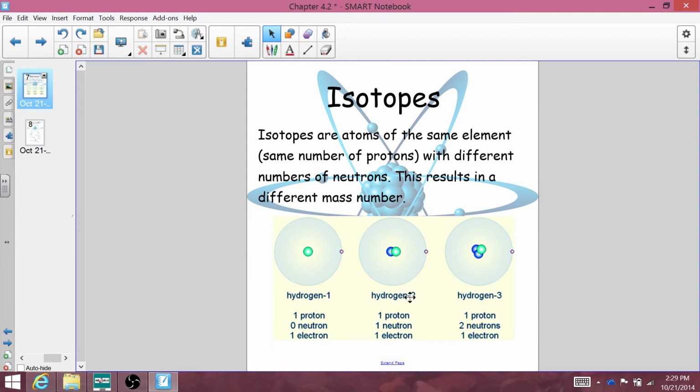Hydrogen 2 shows how many particles there are in the center. Hydrogen 2 has that one proton, which makes it hydrogen, but we've added a neutron, and this makes it much heavier. Hydrogen 3 still has 1 proton, but we've added 2 neutrons, making it even heavier. And because we are adding neutrons, meaning we're adding mass, this will result in a different mass number.